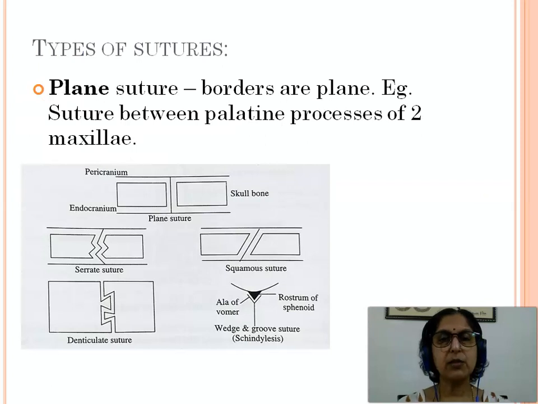Now let us see what are the different types of sutures which we know of. Five different types have been described. First we study a plain suture. In this, the borders of the opposing margins of flat bones are plain. Picture showing us the same. This here is a plain suture. So the borders are plain. An example of where we see such a plain suture is the suture between the palatine processes of the two maxillae bones.